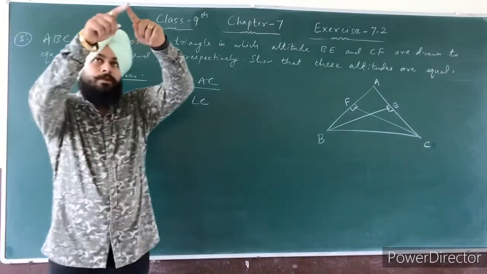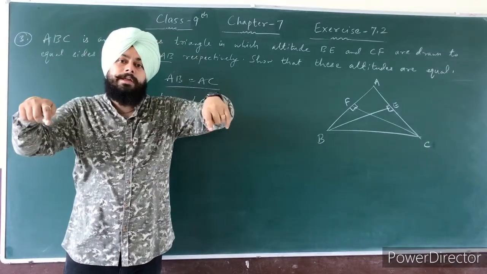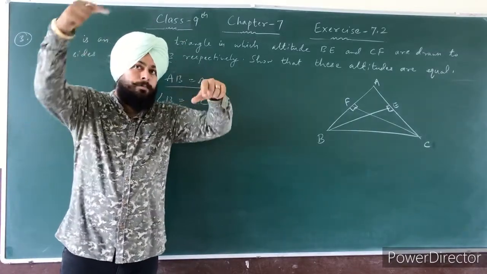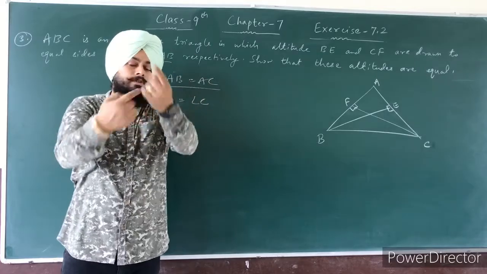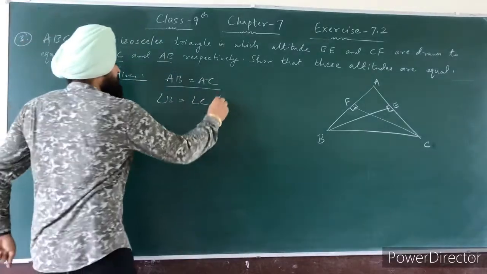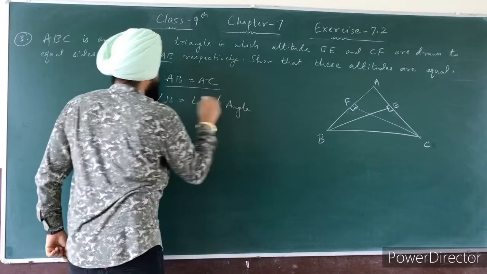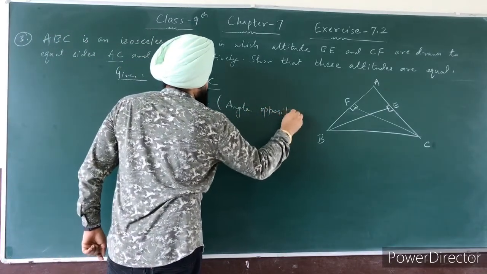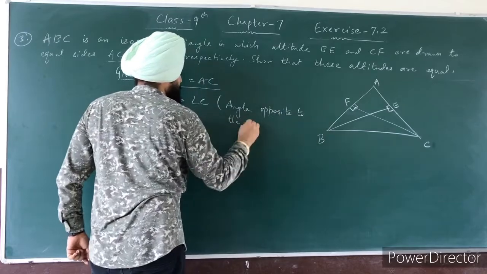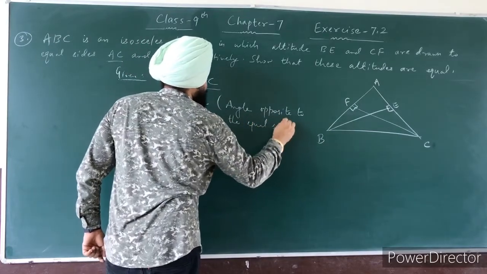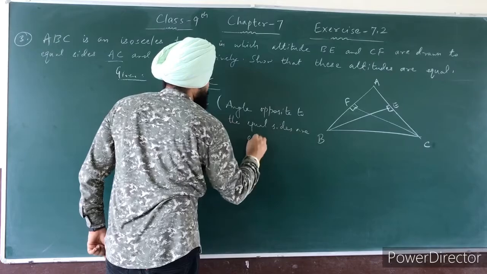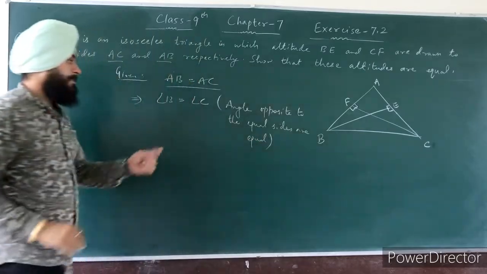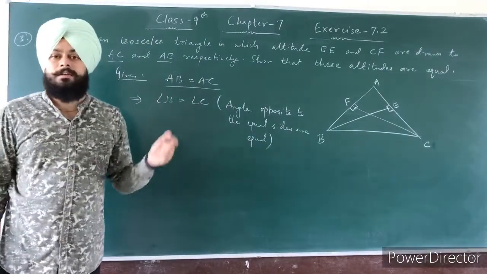If in an isosceles triangle the sides are equal, then the angles opposite to those sides will also be equal. So the reason is: angles opposite to the equal sides are equal. So this is the reason: angles opposite to the equal sides are equal.